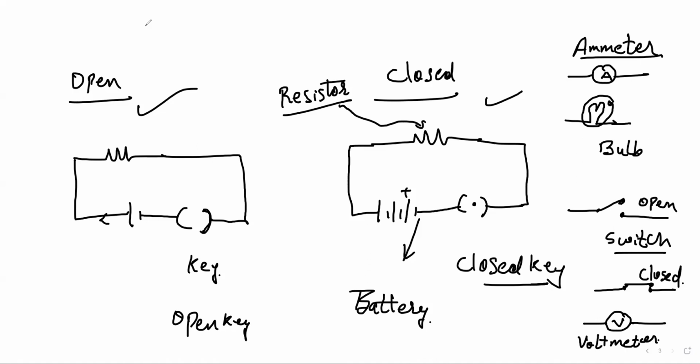Okay, let's get back to our circuit. Can you again explain ammeter and voltmeter? See, ammeter is the instrument to measure voltage in the circuit. Okay. I said it wrong. Voltmeter is the instrument to measure voltage in the circuit. Ammeter is the instrument to measure flow of current, how much current is flowing in the circuit.